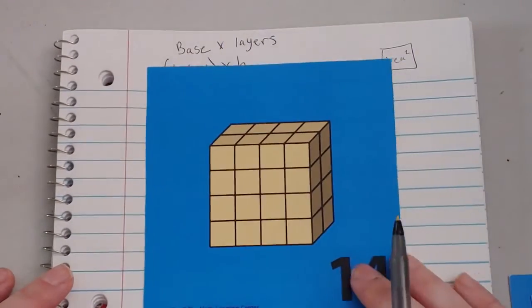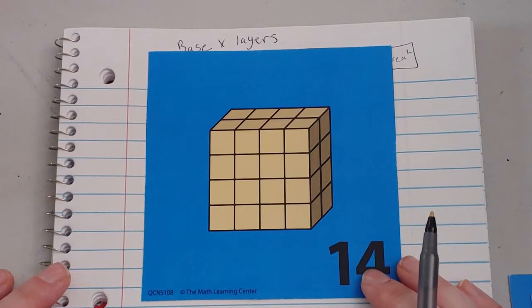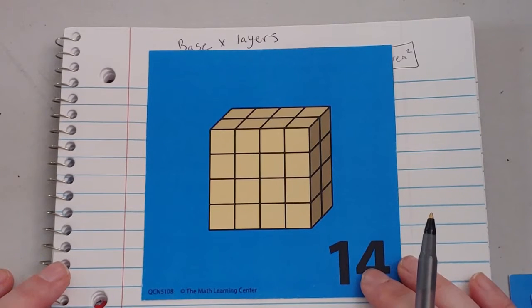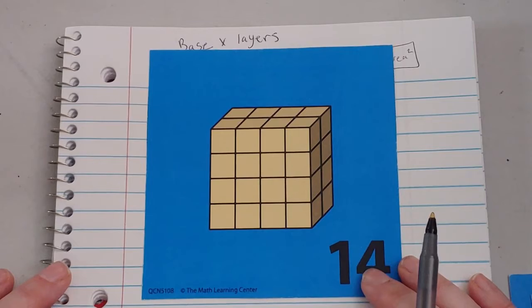So in here are 32 little squares. If you would like to pause and count them and prove that I'm right, go for it, but I'm going to go ahead and keep moving.